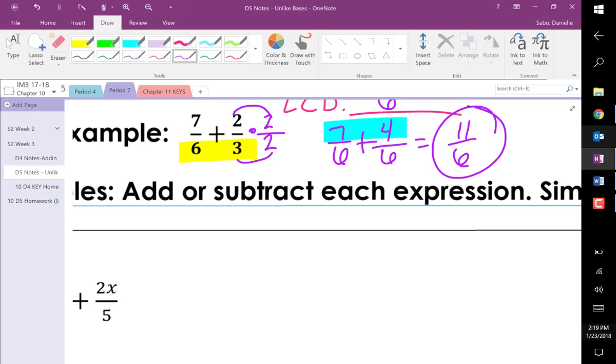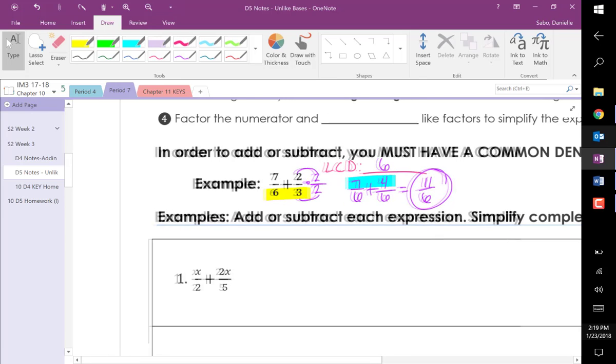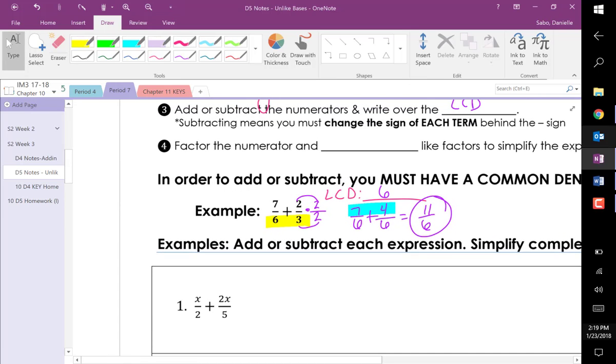Okay? All right, so let's fill in the last blank here, though, because it says factor the numerator and cancel like factors, like we've done in the past couple of days. So the goal for you is just to make sure that you can get the same base, the same denominator. So let's take a couple of turns and see how to do it.